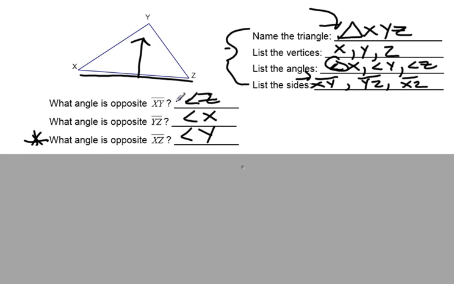And you'll notice the pattern here. When I say opposite, it's not going to have either of these 2 letters. It's going to be the angle that doesn't share the letter X or Y. So whatever's left over is Z.